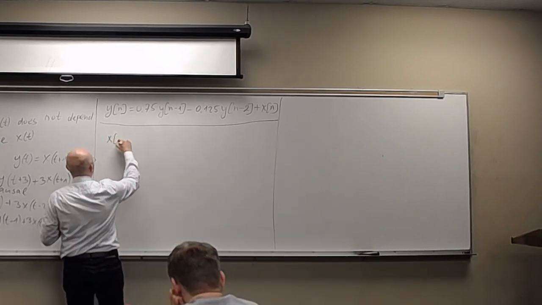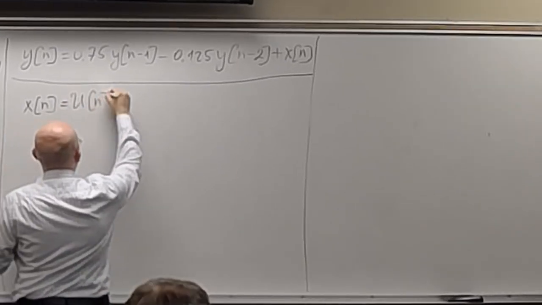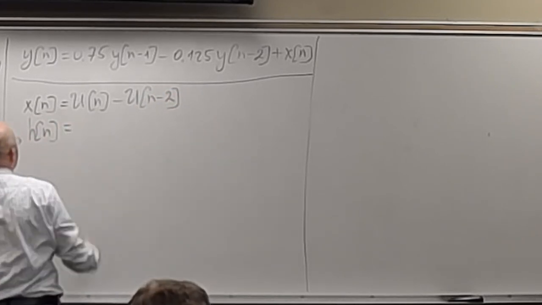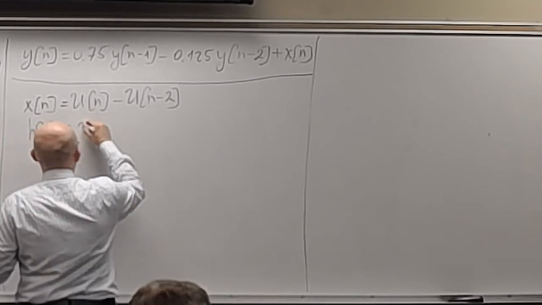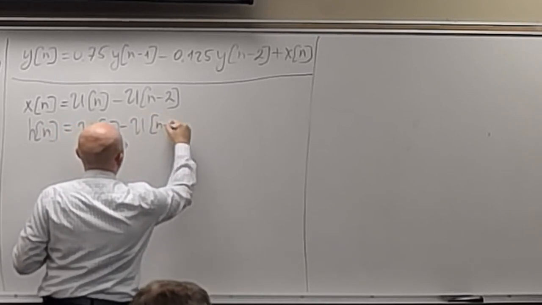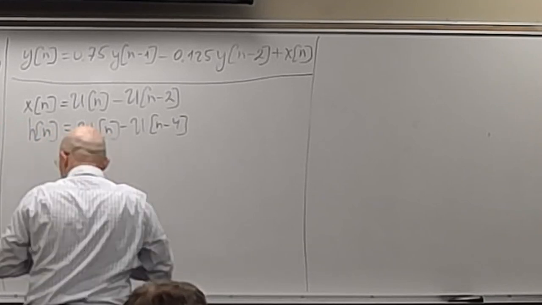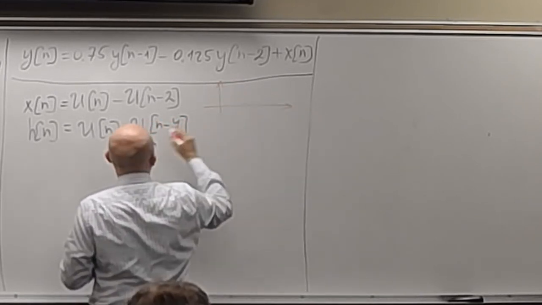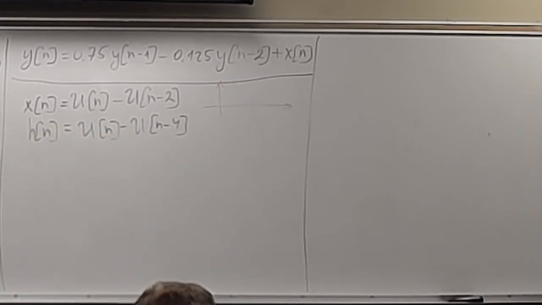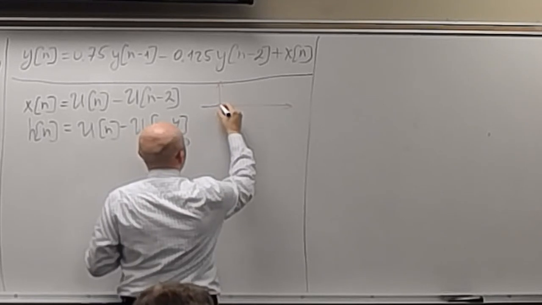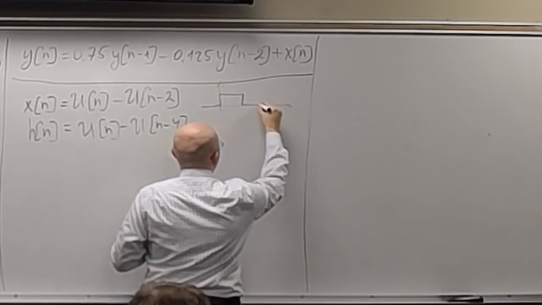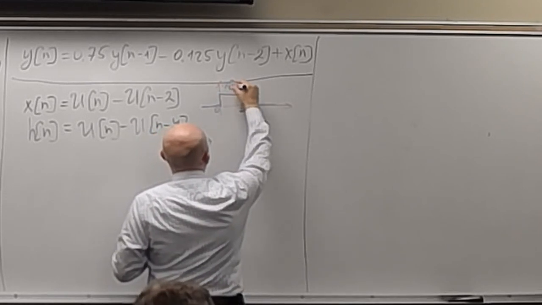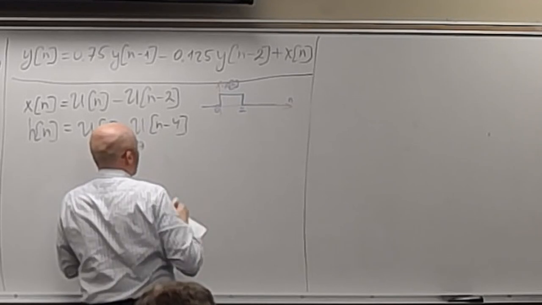Let's say you have a function x of n given as u of n minus u of n minus 2, and then h of n, which is the definition of the system itself, given as u of n minus u of n minus 4. Now, if you want to draw that thing, it will look like this. We'll start here, jump up, continue, drop, and continue. Like that, this will be 2, this will be 0. This will be x of n, and this is m. Now, the second one will look like that.